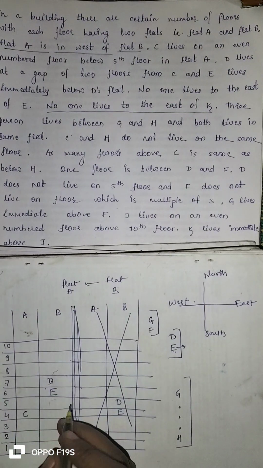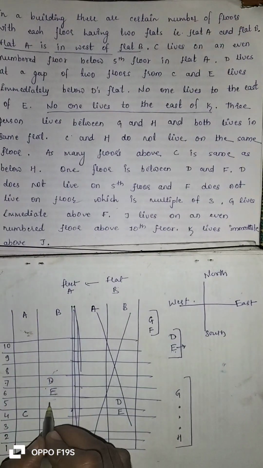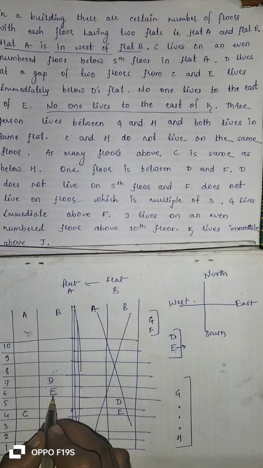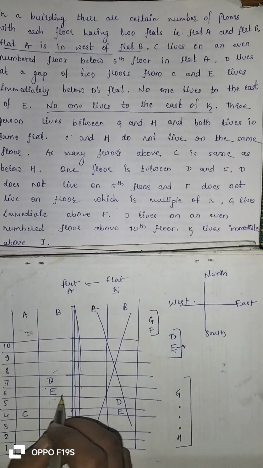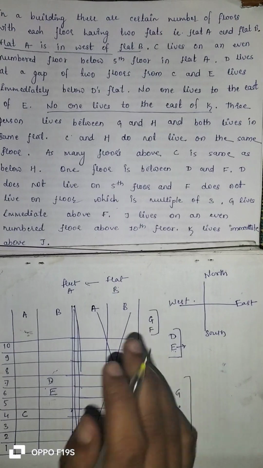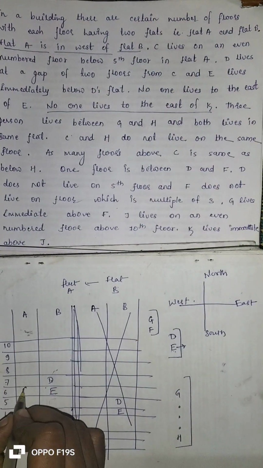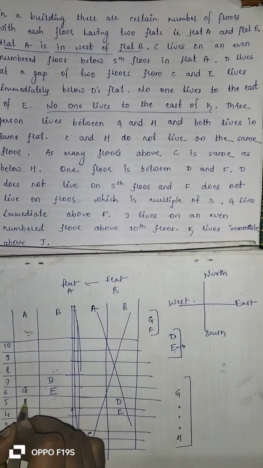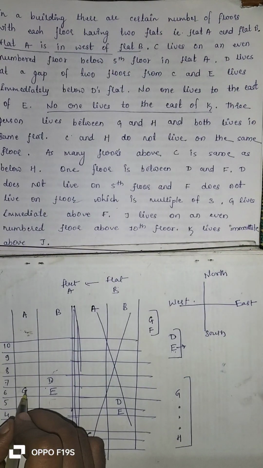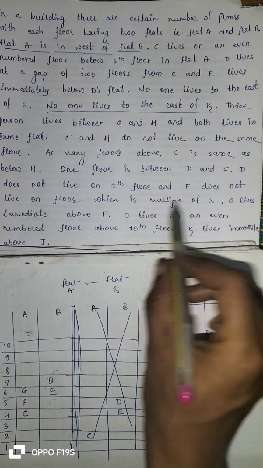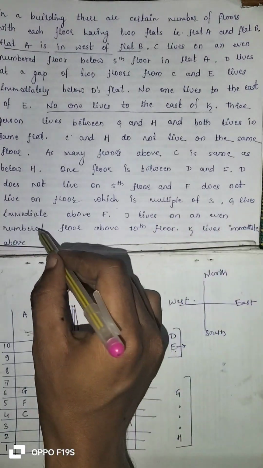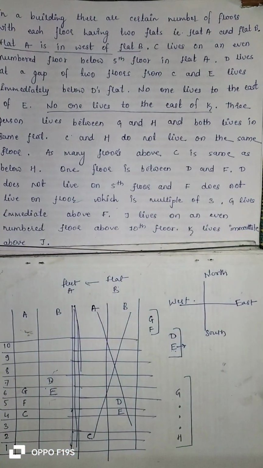That is okay, but I can't write F at flat B, because immediately above F is G. They are saying that G is living immediately above F. For that reason, F is living on the fifth floor, and immediately above F is G. J lives on an even numbered floor, above the 10th floor.